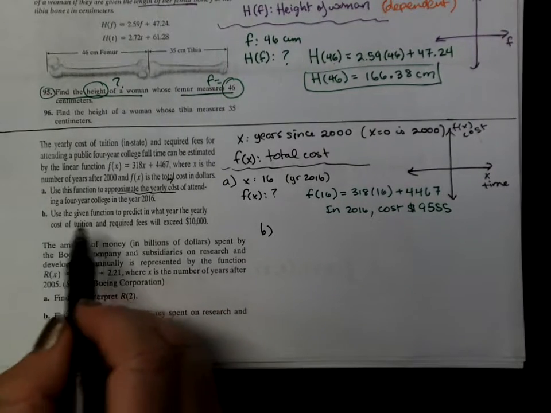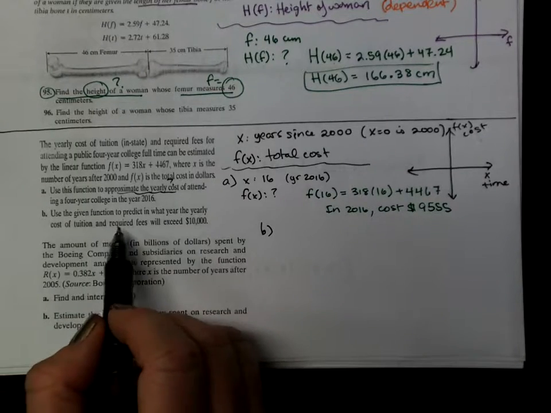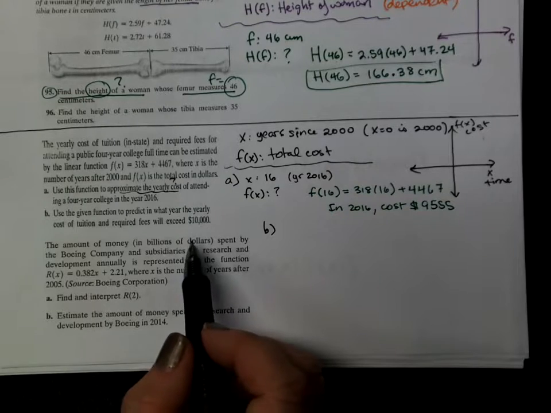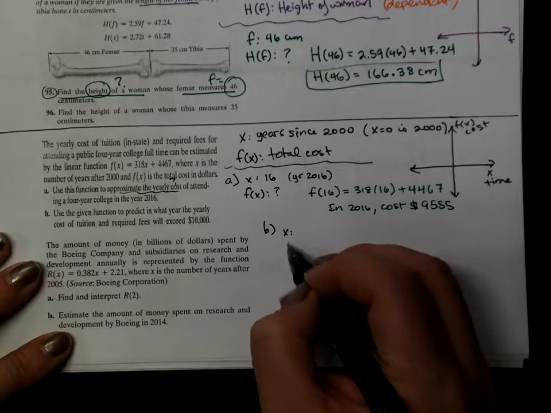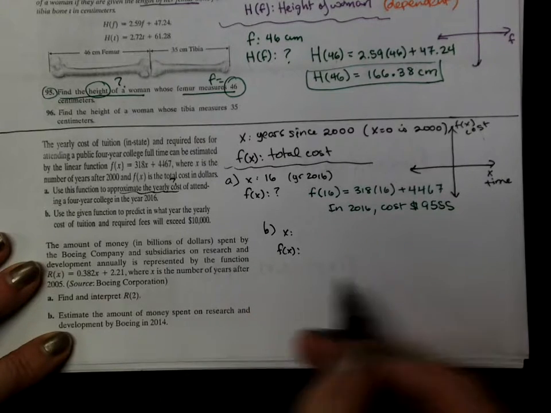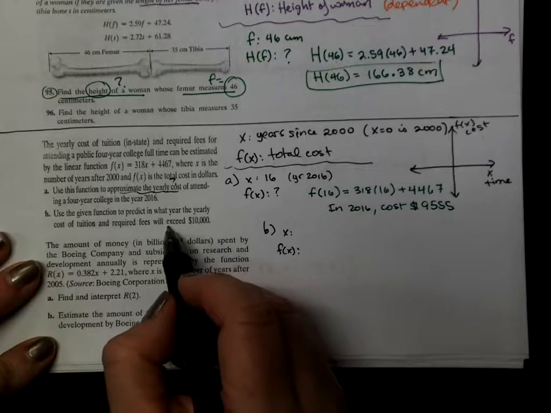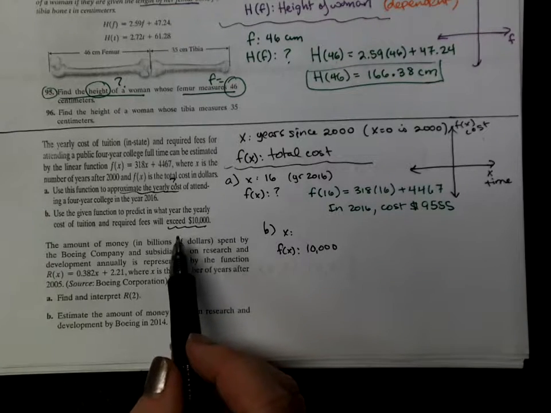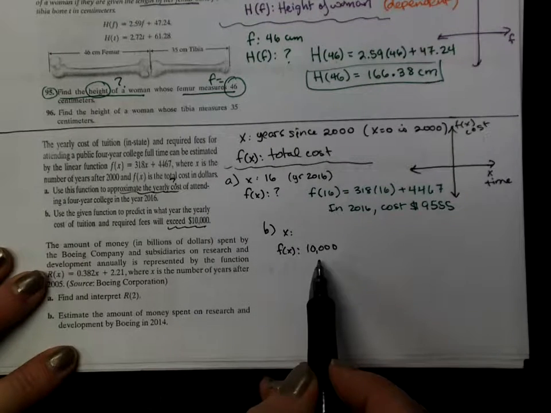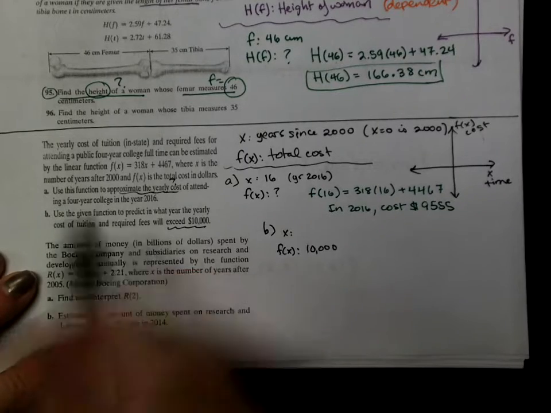Now here we're asked, using the given function, same function, to predict in what year the yearly cost of tuition and required fees will exceed $10,000. So it will be at least $10,000. So out of x and f of x, what do we know? Right. If we plug in 10,000, we're going to see what year it got that much or more. Once it hits 10,000, we can just set it equal to 10,000, because we know after that point it's more than that. It exceeds 10,000 because it's going to keep going up.